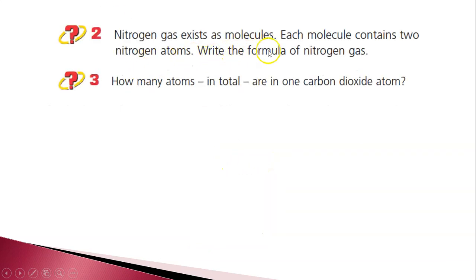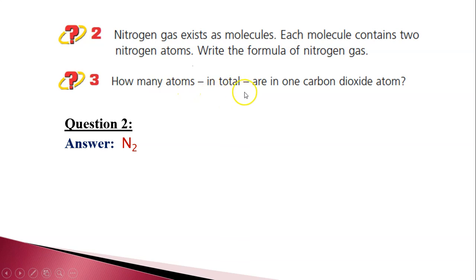Nitrogen gas exists as molecules. Each molecule contains two nitrogen atoms. Write the formula for nitrogen gas. Can you write the formula? Do you know the symbol for nitrogen? It is N. How many atoms are there in a nitrogen molecule? 2. So we can write it as N2.